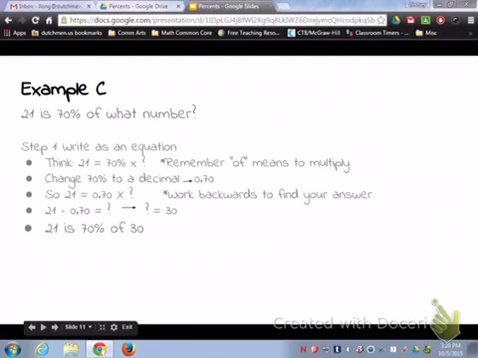I can also work this out writing it as an equation. So I can think 21 is 70% of, or multiplied by, what number? Remember, of means to multiply. So then I would change my 70% to a decimal, which is 0.70. So then I would have 21 is equal to 70% or 70/100ths times what number? Then I can work backwards to find my answer. So 21 divided by 70/100ths is equal to what? When you divide that out, you get the answer of 30. So 21 is 70% of 30.